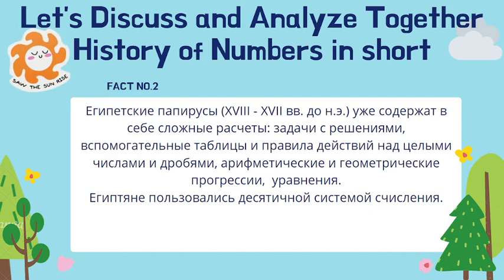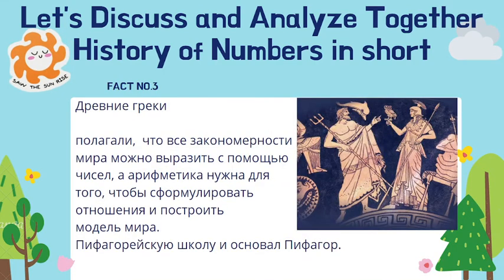Fact number 2, we are speaking about Egyptian manuscripts, and they are dated back to the 18th, 17th century before Christ, before our time. And even there you can find, for example, psalms or some tables or some rules and different types of numbers, and Egyptians already used the decimal system of counting.